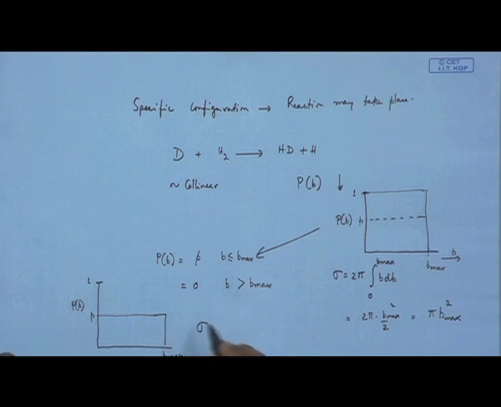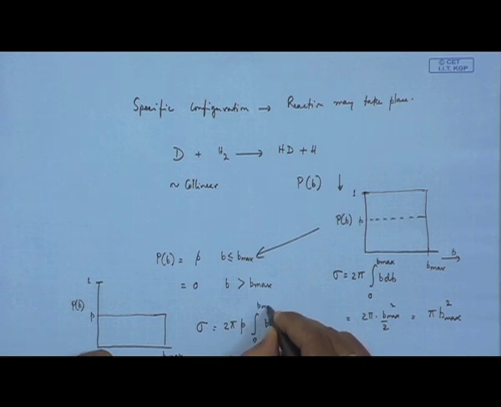Therefore, your sigma will now be equal to twice pi, of course P is a weighting factor, I mean to what extent it is reduced, integral P b db, assuming a step function, but it is a reduced step function from 0 to B max, and which becomes pi times P times B max square. Okay.